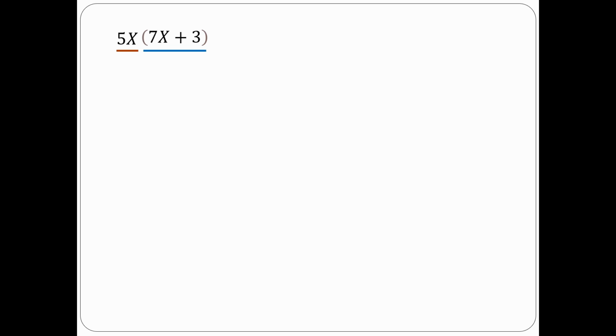In a problem like this, you first need to simplify the expression. So you need to multiply 5x to 7x plus 3. 5x times 7x is 35x squared. And 5x times 3 is 15x. So our answer is 35x squared plus 15x. Let's try another example.